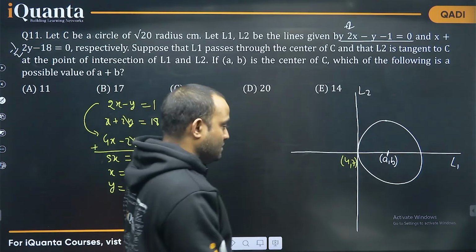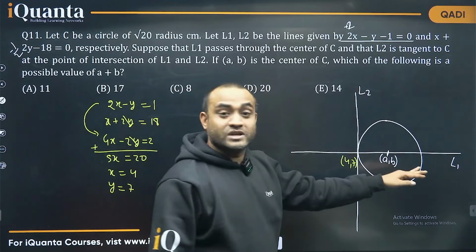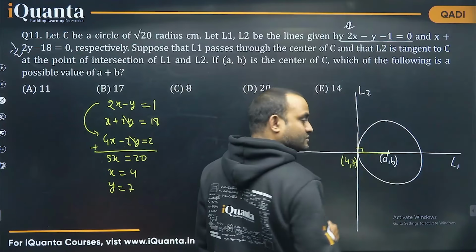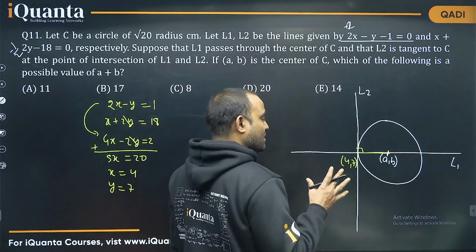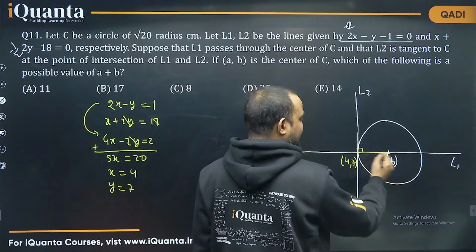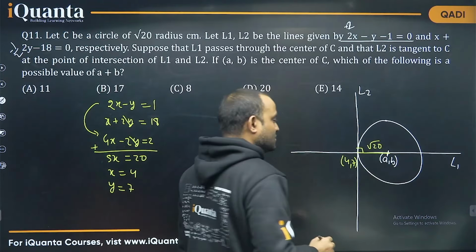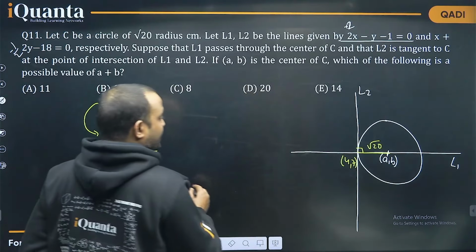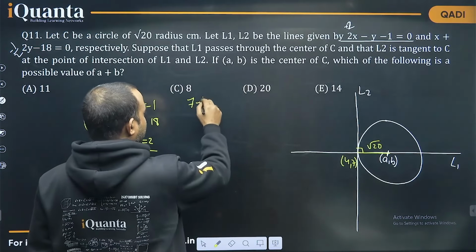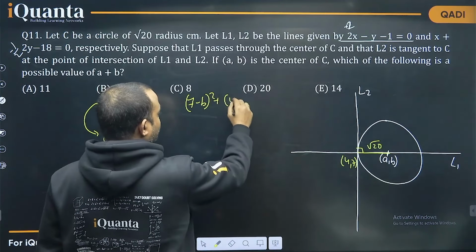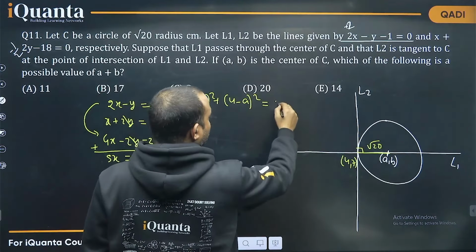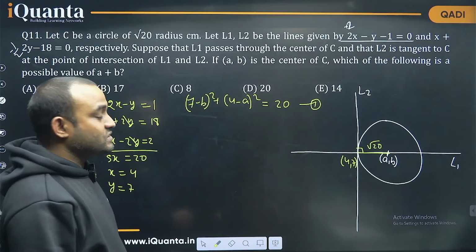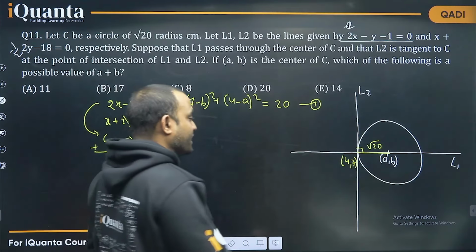Now what do we know? That tangent is always perpendicular to the radius, and this line 1 is passing through the center. So this is our radius. This is perpendicular, right? The radius is root 20. So first thing that we can do here is use the distance formula to find this distance. It will be (7 minus b) whole square plus (4 minus a) whole square is equal to root 20 square, that is equal to 20. So one relation we got between a and b. What's the other thing that we can do here? So radius is root 20.